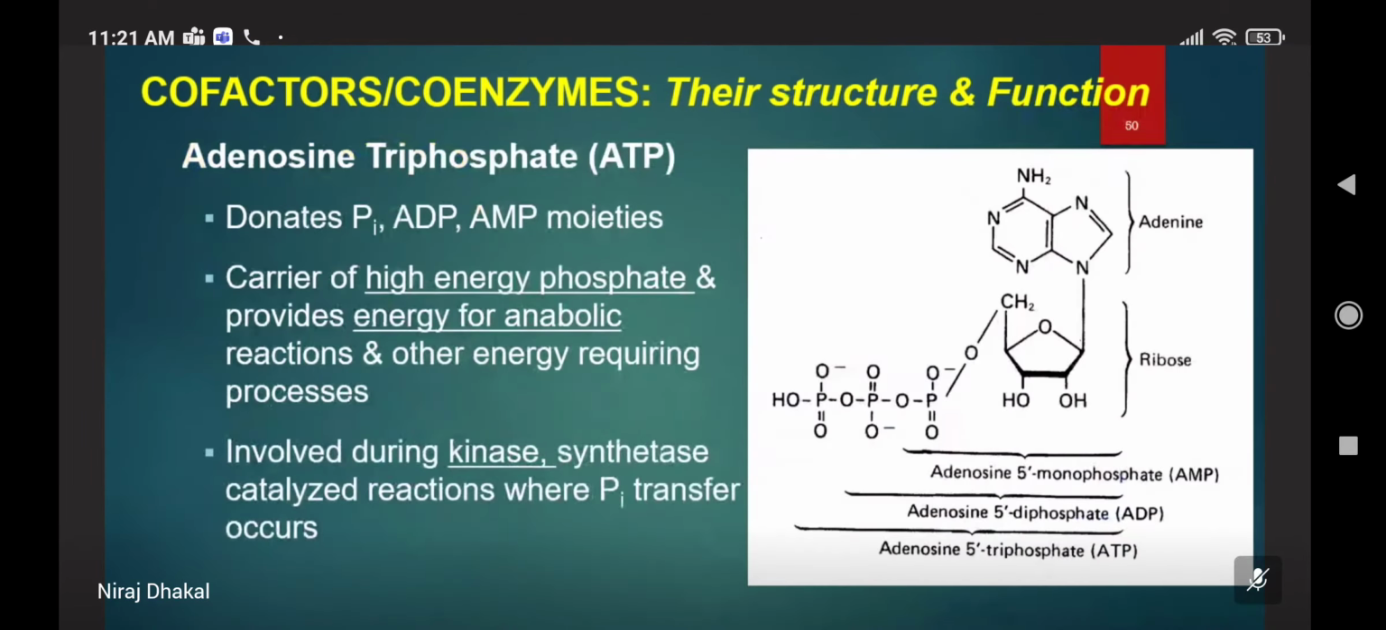It is mainly involved in the kinase and synthetase reactions. So whenever during metabolism you see kinase enzymes or synthetase enzymes, you have to remember that there is a requirement of energy, and when there is a requirement of energy, there is a need for ATP. The breakdown of ATP releases a large amount of energy that is used for the condensation type of reaction.